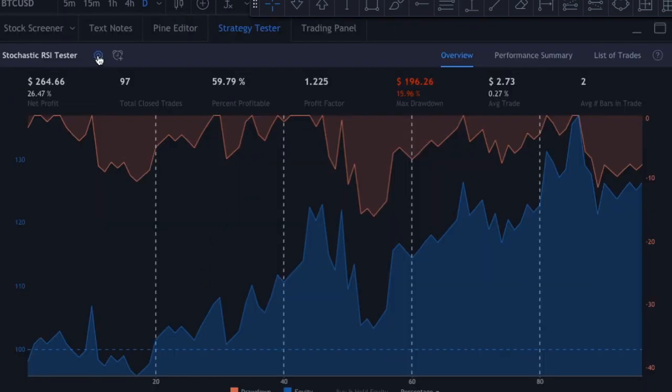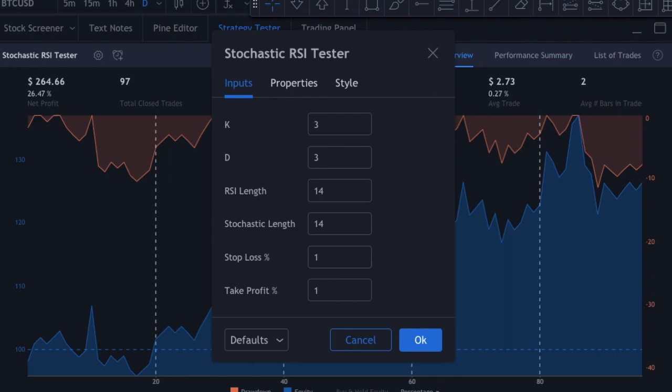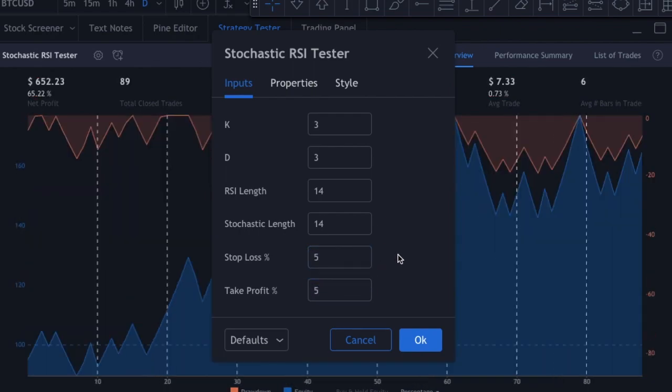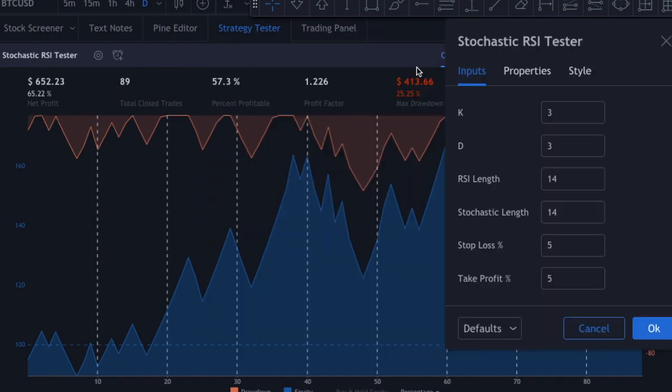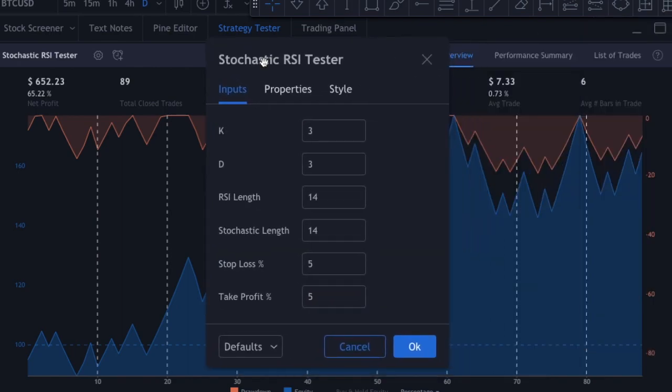With a 1% stop loss, 1% take profit, we're up 26%, which is already in profit, which is great. And now let's move our stop loss to 5% and our take profit to 5%, and let's see how that does. And we're up 62%, over 89 trades, 57% profitable trades. So it's not looking bad.